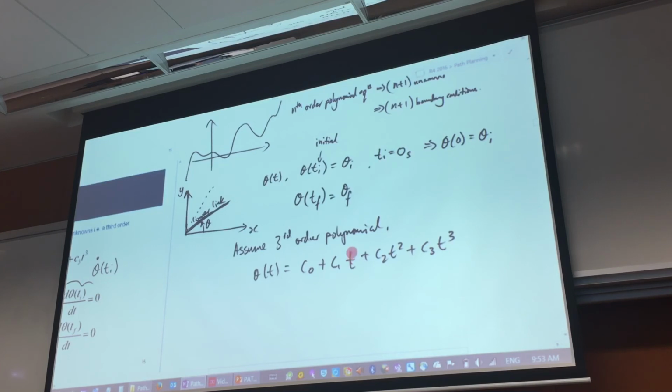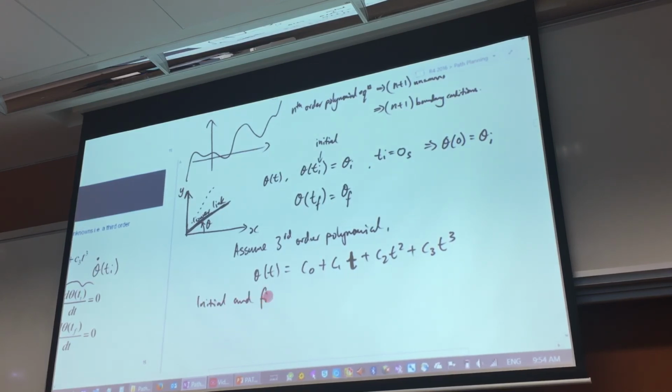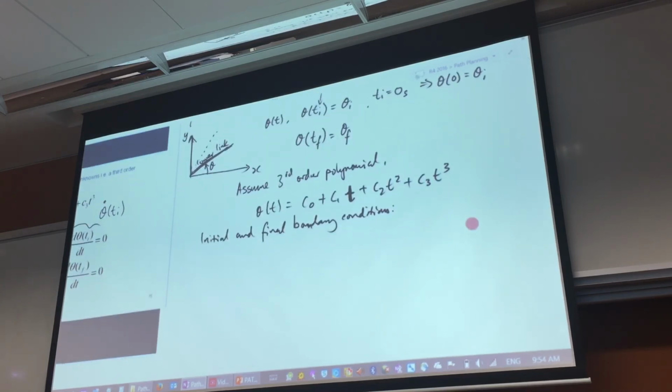It's not using x. Right, just now the example that I gave you is y is equal to mx plus c, but in our case over here, we're talking about the movement with respect to time. So you have a third order polynomial in the time frame t. So let me list down all the initial and final boundary conditions. You have the initial and final boundary conditions. 4 of them. We can expect 4 of them.